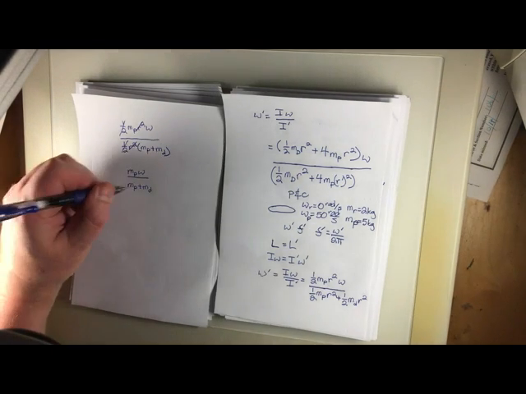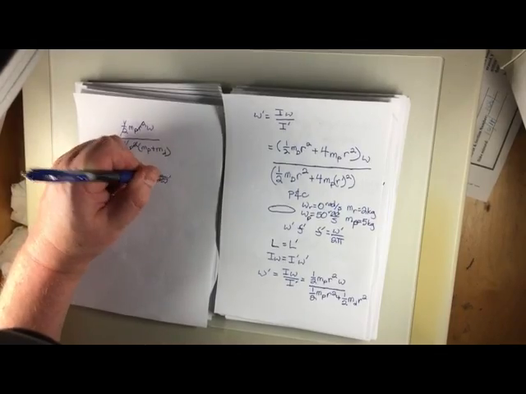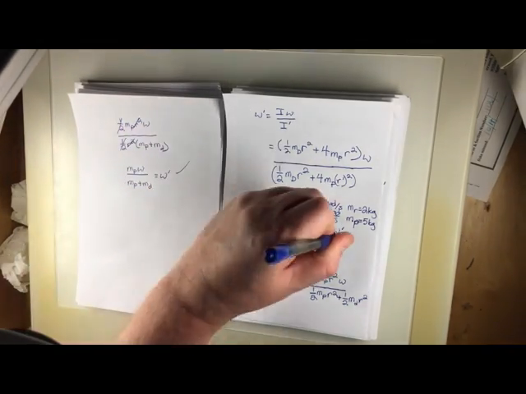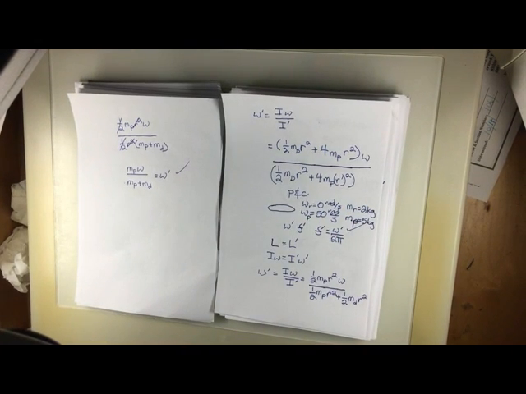So all you have to do now is plug in the masses and the initial omega, and then you've got everything that you need. You use this, and then you go there, and then you're good to go.